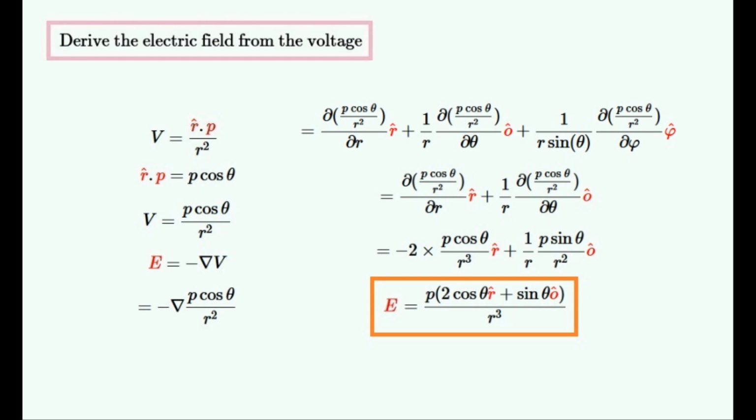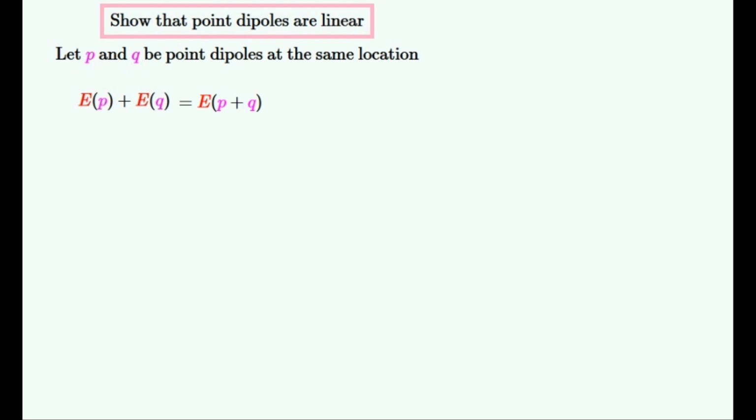Now to show that the point dipoles are linear. To do this, we only need to show that the electric fields that they induce are linear. So we firstly define these 2 point dipoles that are found in the same location in space, P and Q. We firstly have to show that this equation is true. So this is what the electric fields are found to be from their derivation.